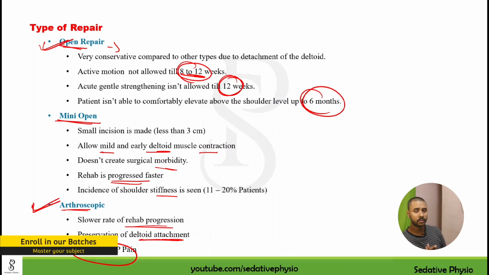Okay. So these were some basic points about rotator cuff injuries. Now in the next lecture we will look at the examination for the rotator cuff injury and the PT management. Then we will move on towards rotator cuff injuries in athletes, the sports persons, right?